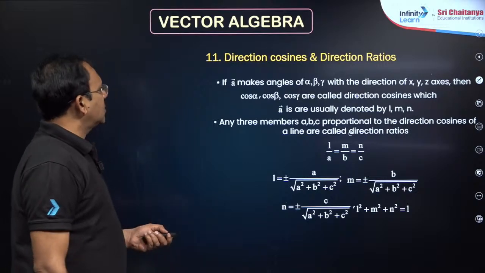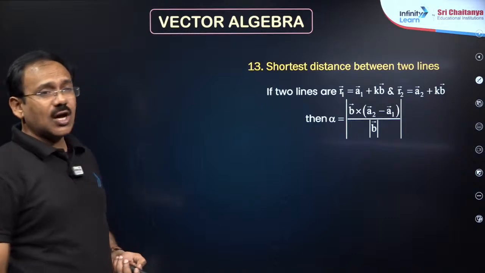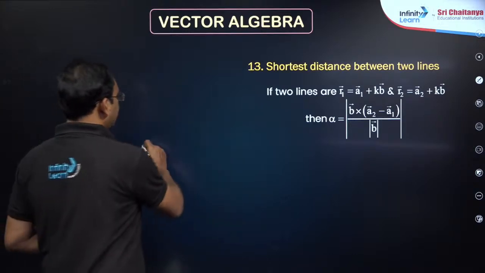So direction cosines we will do in 3D geometry. Vector equation of a line I have just discussed. Shortest distance is very very important.